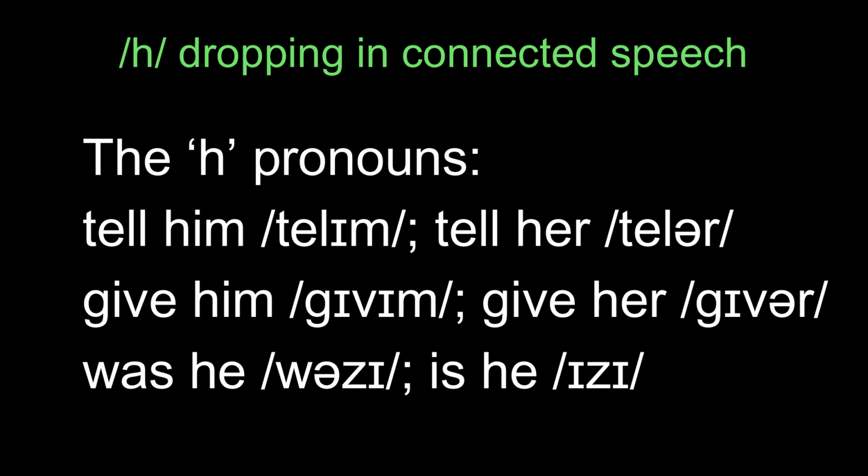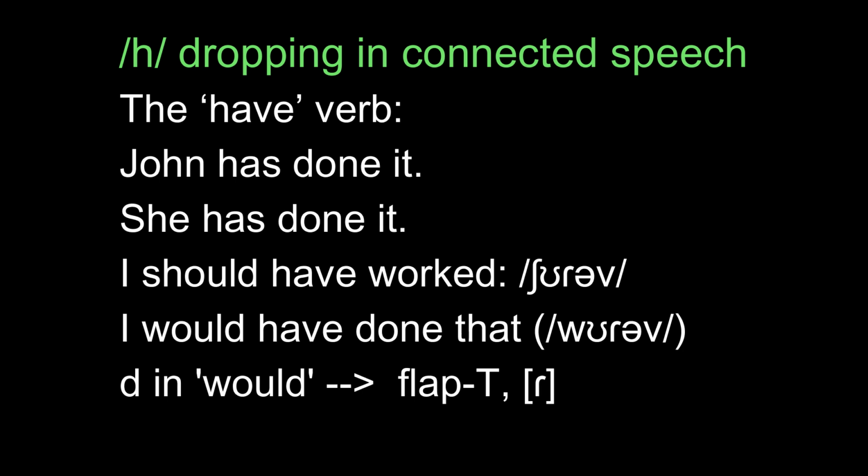The have verb. John has done it. She has done it. I should have worked. I would have done that. The D in would becomes a flap T. The IPA symbol for the flap T is R.